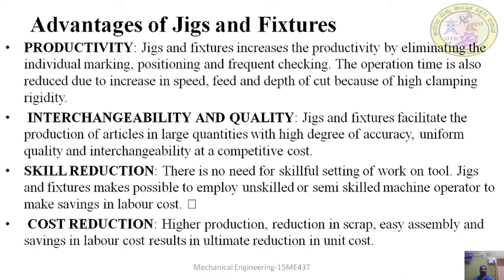That will increase the productivity, interchangeability and quality. If you are using jigs and fixtures, similar kinds of work are produced with not much change in the dimension and quality of the workpiece, because we are guiding the tool in case of jigs, and the workpiece is exactly centered, so there is no change in the dimension or the accuracy required. So jigs and fixtures facilitate the production of articles in large quantity with a high degree of accuracy, uniform quality and interchangeability at a competitive cost.